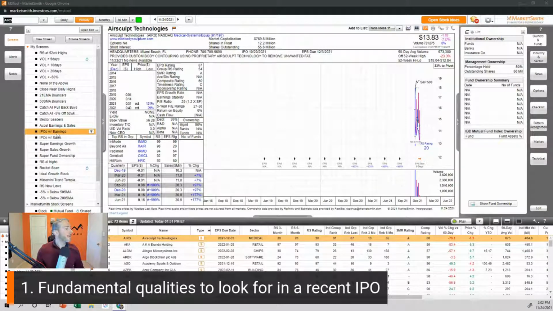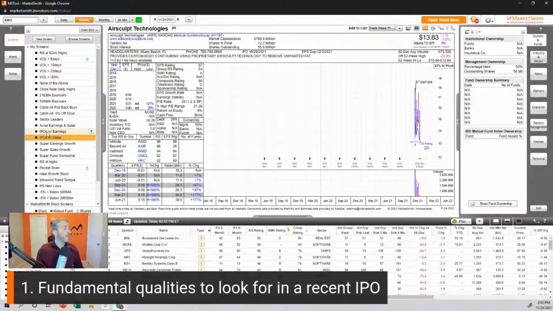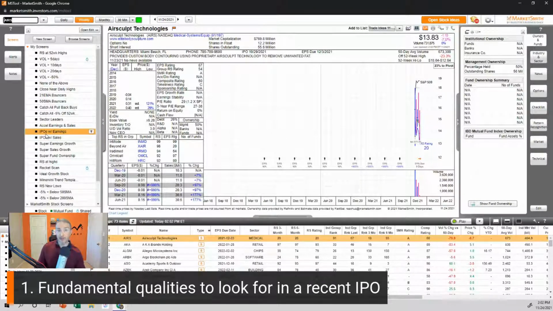So with MarketSmith, one of the things that I like to screen for is, you see these two screens here, right? So there's IPOs with earnings and IPOs with sales. Now, the reason why I want to look for IPOs that already have earnings and already have sales is because it gives more reason for the bigger players, the major institutions, to be interested in them. And it also helps to dramatically narrow the field too. So let me show you exactly what it is that I'm screening for in this one here, IPOs with earnings.